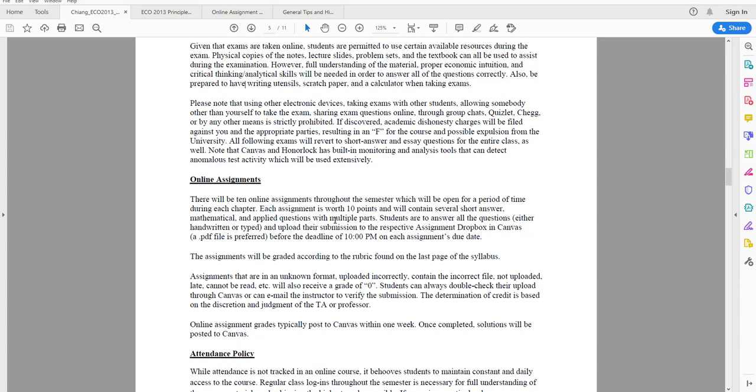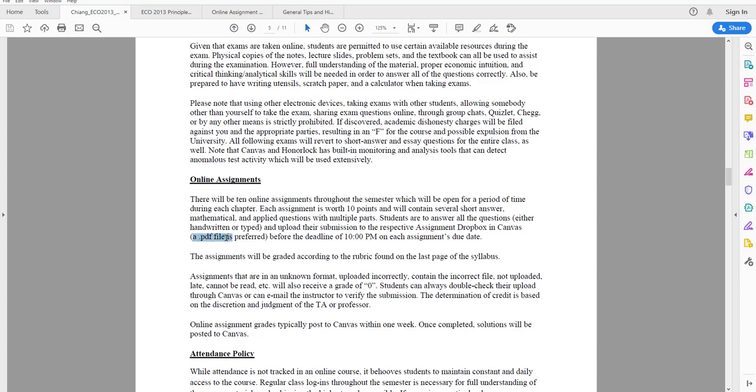Each assignment is worth 10 points, and they contain several short answer mathematical and applied questions with multiple parts. So you will have to show all of your work, and you have to answer all these questions. Handwritten is probably going to be the best bet for you because there's a lot of math and graphical type of questions, but if you want to type it up, I'm perfectly fine with that as well. Upload your submission to Canvas in the assignment Dropbox before the deadline of 10 p.m. for each of these assignments' due dates.